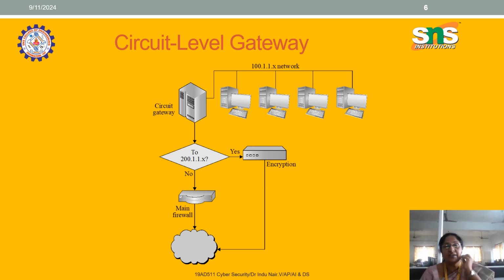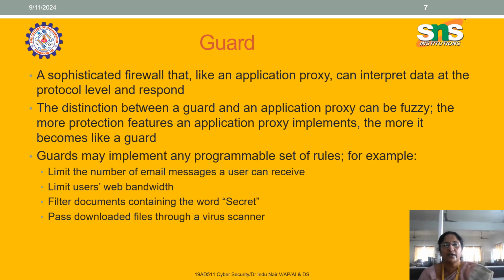Now the circuit level gateway. A circuit level gateway is almost like a VPN, a virtual private network. Though it is a private network, it looks as though it is a public network. So there also filtering can be done.